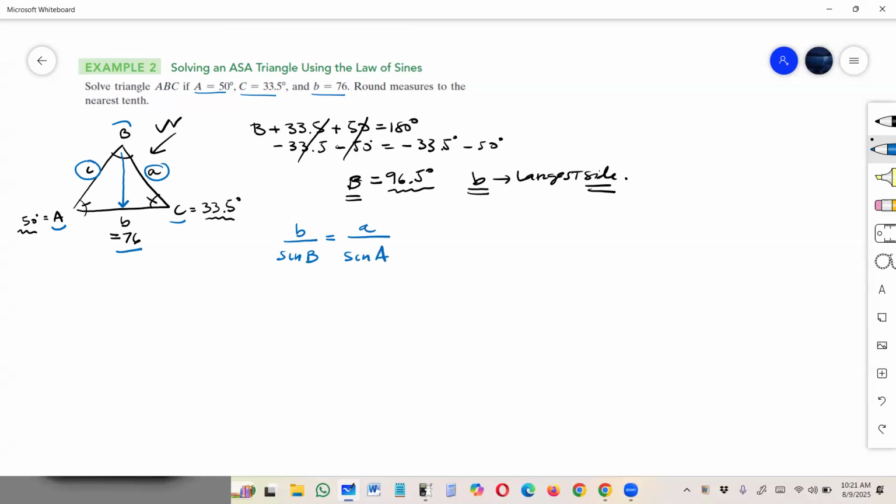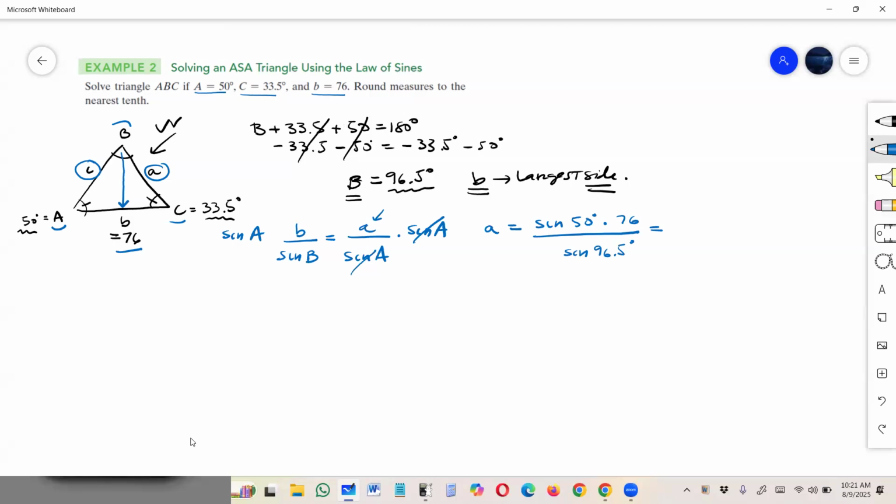A over sine A. All right. And again, I am going to multiply both sides by sine A because I'm solving for small a, right? So here they will cancel. And I'm left with small a equals sine A, which is 50 degrees, times the value b, which is 76, over sine B, which is, what was the angle that we found? 96.5. Let's see what that is.